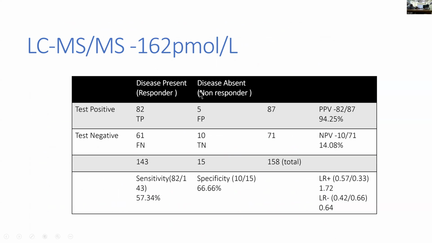Just to come to the 2 by 2 table, this is at the 162 assay level. So here the sensitivity is coming to around 57 and the specificity, and this is the positive and the negative predictive value and the likelihood ratio.